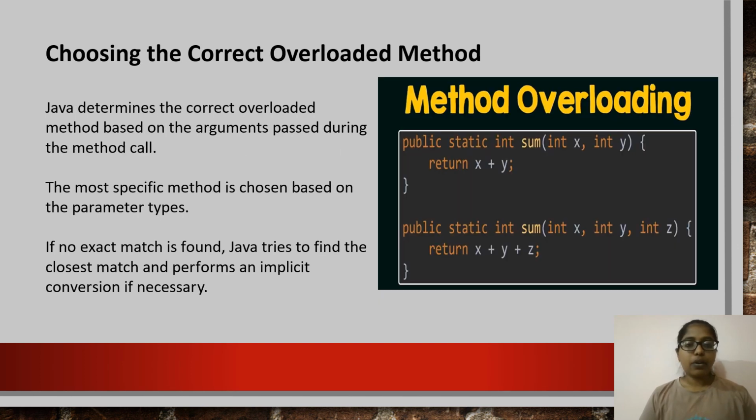Choosing the correct overloaded method. Java determines the correct overloaded method based on the arguments passed during the method call. The more specific method is chosen based on the parameter types. If no exact match is found, Java tries to find the closest match and performs implicit conversion if necessary.